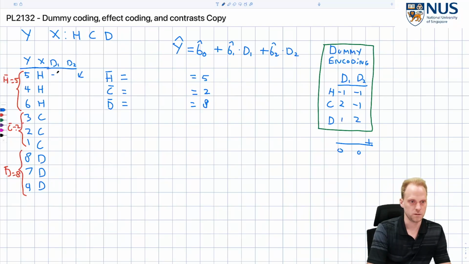Right, so what does it mean? -1, -1, -1, 2, 2, 2, -1, -1, -1, -1, -1, -1, -1, -1, -1, 2, 2, 2.